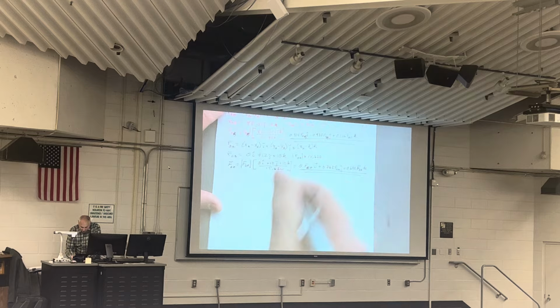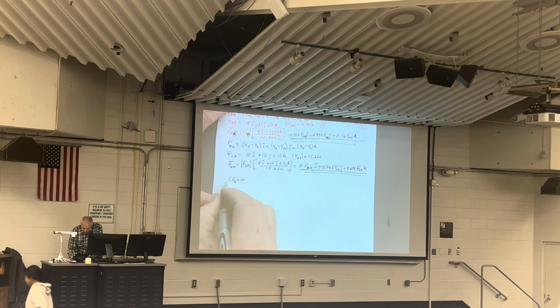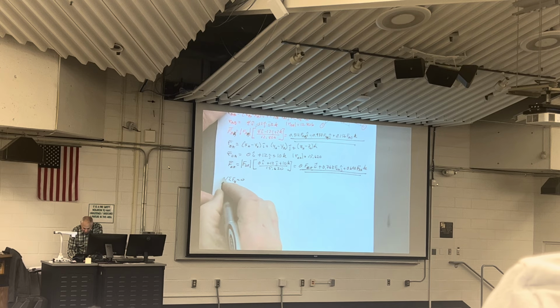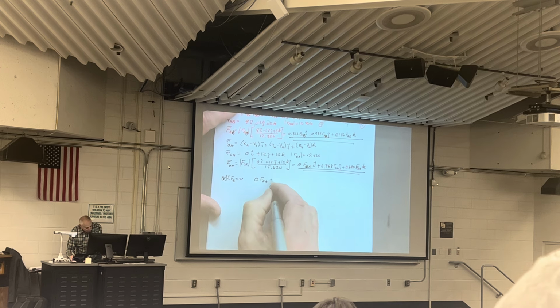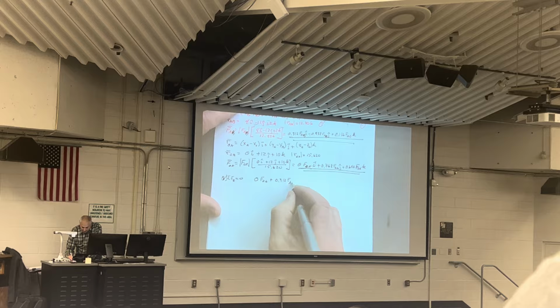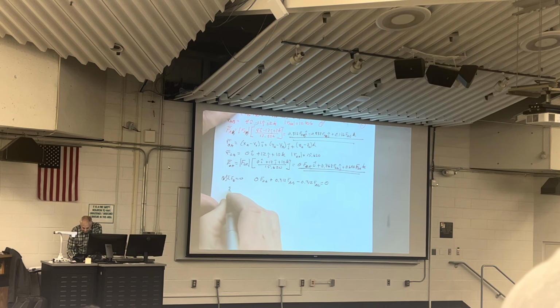All right, now that I have all of them, sum of forces in the X equals 0. Positive coming out of the paper. I'm putting all the I's together. 0 FOA, plus 0.312 FAB, minus 0.312 FAC must equal 0.